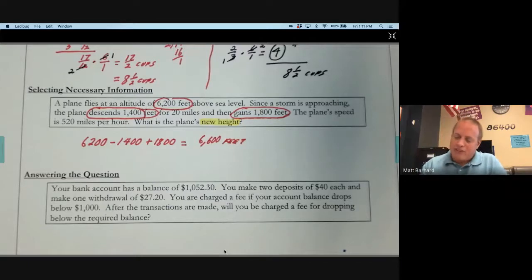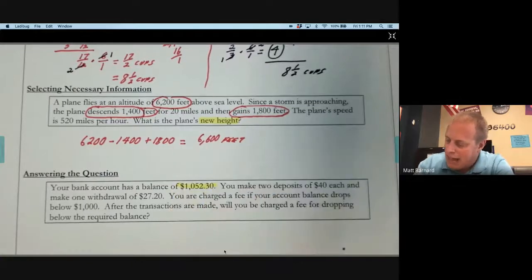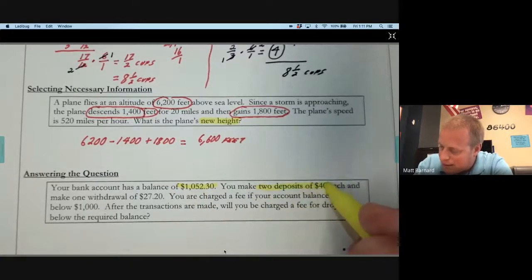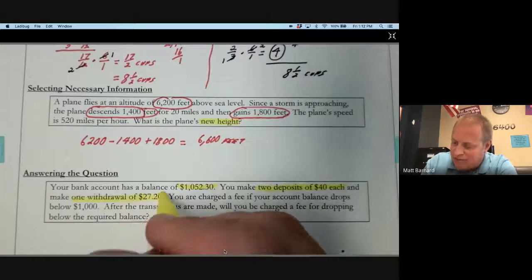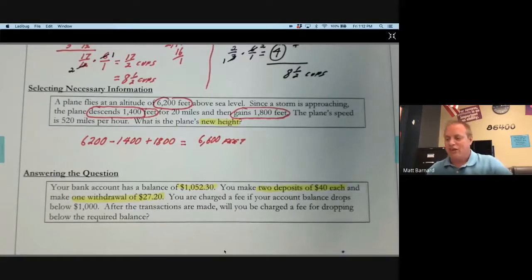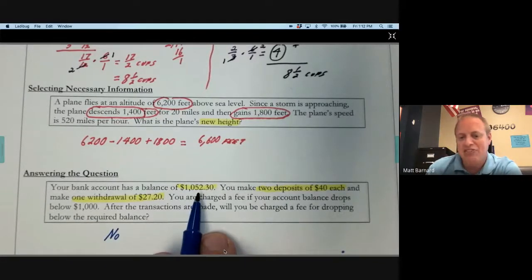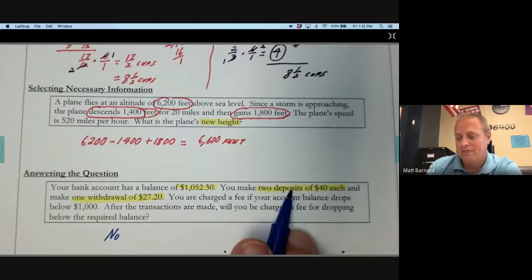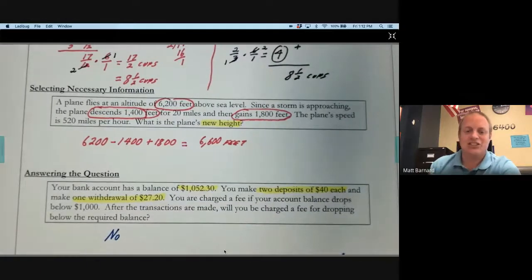So what we have to think of is this. I'm at 1,052. Key number right there. I'm going to make 2 deposits of 40. That means I'm going to add to my account, and I'm going to make a withdrawal of $27.20. Maybe your number sense right now tells you, will you be charged a fee? Will we drop below 1,000? The answer is no, we won't. If we're at 1,052 and we add 40 and add another 40 and only take $27.20 away, we're not going to drop below $1,000. So we don't have to calculate anything necessarily. We can use our number sense with that.